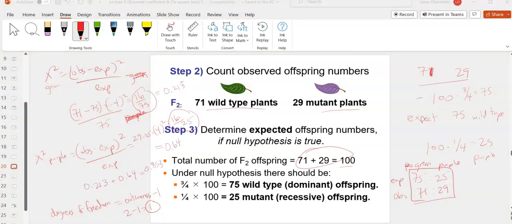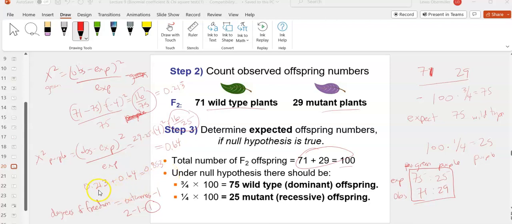Okay, so I did the math. 16 divided by 75 is 0.213 repeating, and 16 divided by 25 is 0.64. So remember, we have to add the chi-square for the green and the purple together. So we get 0.213 plus 0.64, and that gives us 0.853. And so that is our chi-square value.